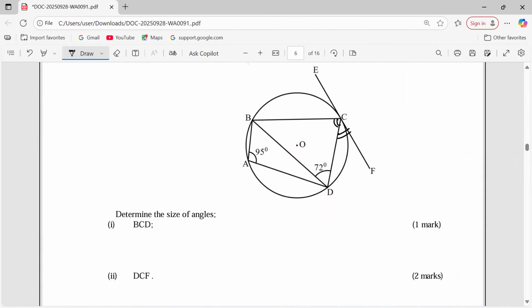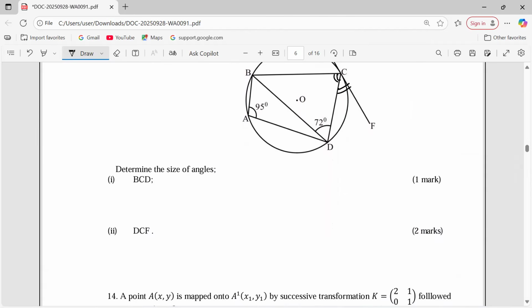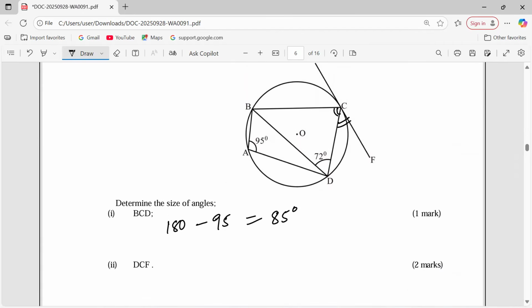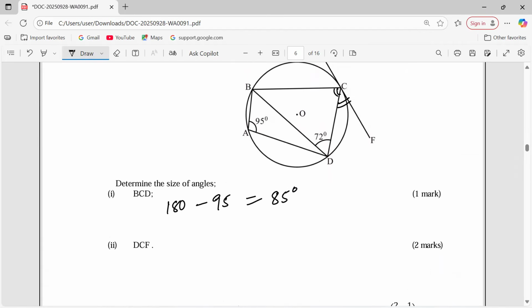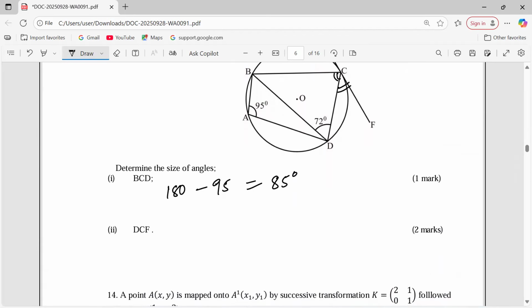And in a cyclic quadrilateral, we say opposite angles are supplementary. So we need to take 180 minus 95. 180 minus 95 would give us 85 degrees. The reason is that opposite angles in a cyclic quadrilateral are supplementary. That is the mathematical principle that we have applied. Look at Roman 2.